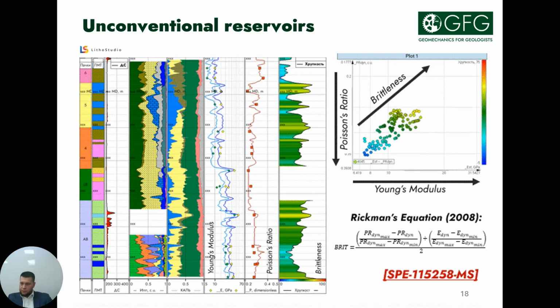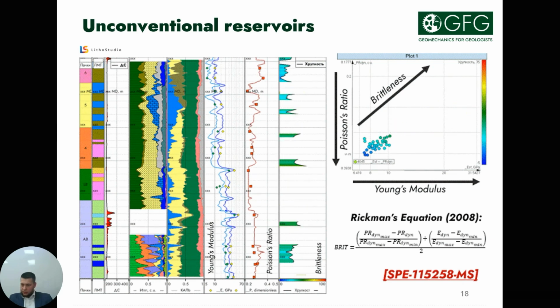The zones should be brittle, that is, it should be possible to create hydraulic fractures in them with subsequent fixation of proppants in the interfracture space. Ductile intervals usually act as barriers, and parameters such as the Rickman brittleness allow us to identify the most brittle intervals and place hydraulic fracturing ports on them.